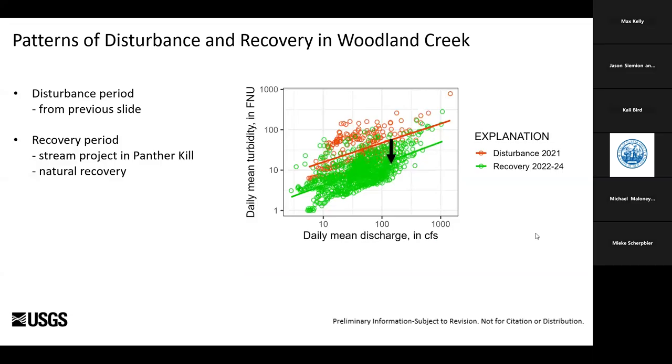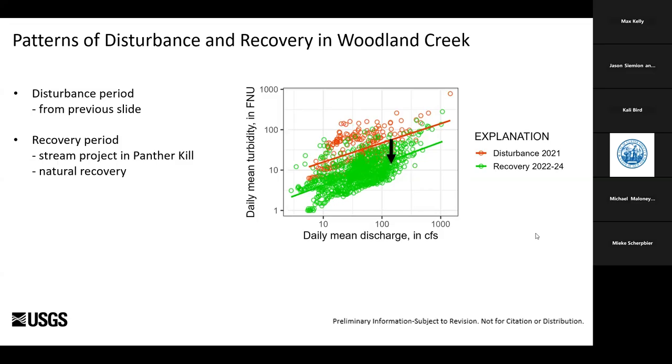And our final slide here for Woodland Creek, looking at the patterns of disturbance and recovery. We go from that previous disturbance, then we have the project that Don talked about and gave us the details of what we were able to measure at the reach scale. Down at the outlet of the watershed here, we did see, between that project and some natural recovery, another decrease in turbidity values, again, through most of the range in discharge.